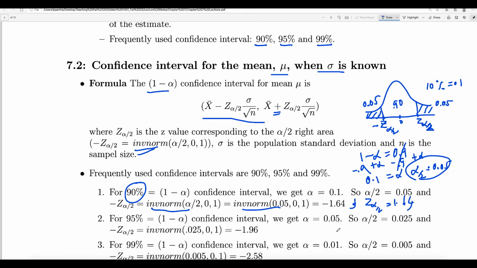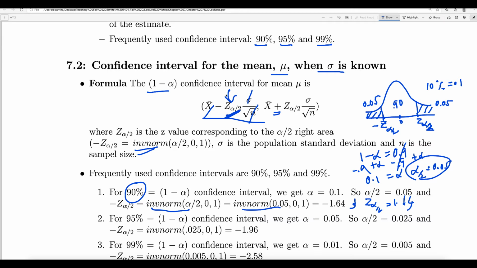All the other values will be given by the question, but this g alpha half value will not be given by the question. We need to find it. For a 90% confidence interval, the g values are positive 1.64 and negative 1.64. The left value is negative 1.64, the right value is positive 1.64, and you just plug in those values there.